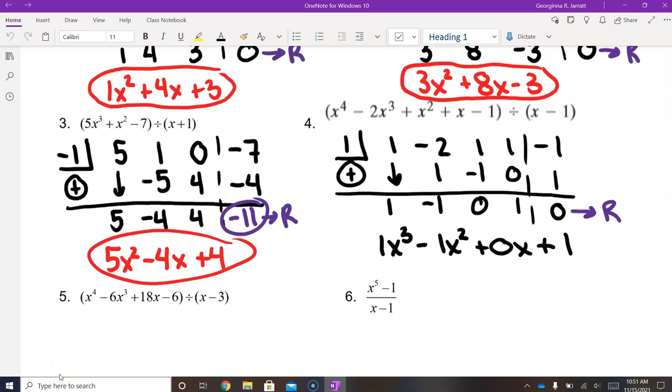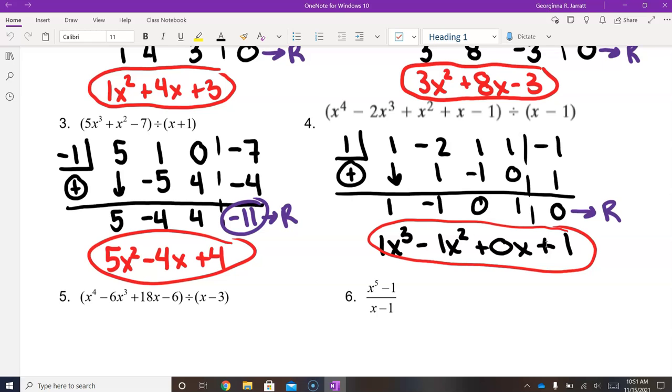Okay, so this one's a little weird because you get a remainder of 0. However, you also have a 0 in your answer. So I'm okay with however you write this. Just fine. Like, if you put this, you drop it a degree, 1x cubed minus 1x squared plus 0x plus 1, that's fine. Or if you just skip over the 0x and go 1x cubed minus x squared plus 1, I don't care, okay? So that right there would be your answer with a remainder of 0.